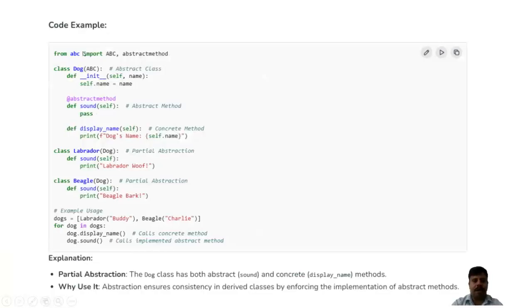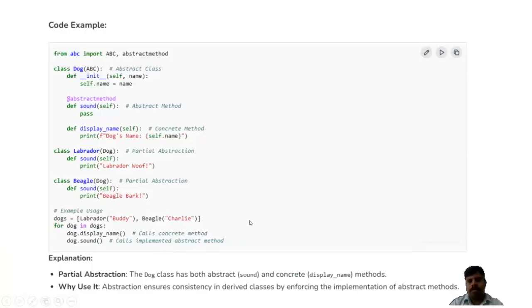Clear? So this example will be embedding the abstraction: from abc import ABC, abstractmethod. Okay, so capital ABC, you are defining it as class Dog. Okay, and define display_name, class Labrador, class Beagle, like that. So you are defining all. Now dogs, you are creating as an array for a dog. For dog in dogs, dog dot display_name calls the concrete method, and dog dot sound will be called. Here dog dot display_name will display the dog's name: one is Labrador, second one is Beagle.